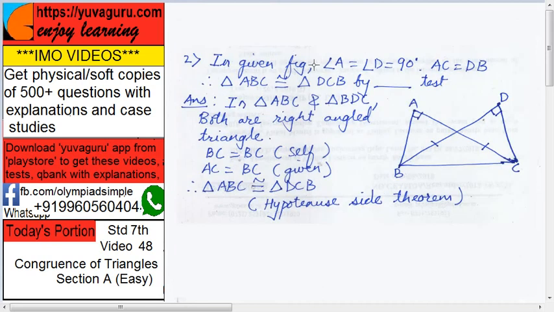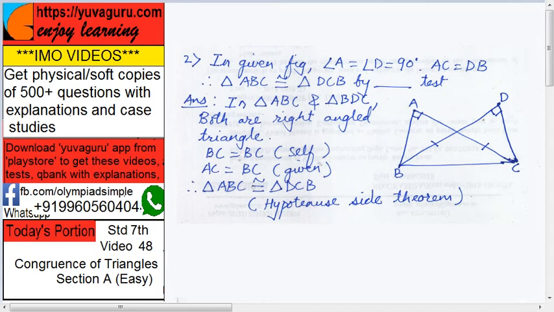In the given figure, angle A equals angle D equals 90 degrees. Now AC equals DB, given. Therefore triangle ABC is congruent to triangle DCB. ABC to DCB by what test?